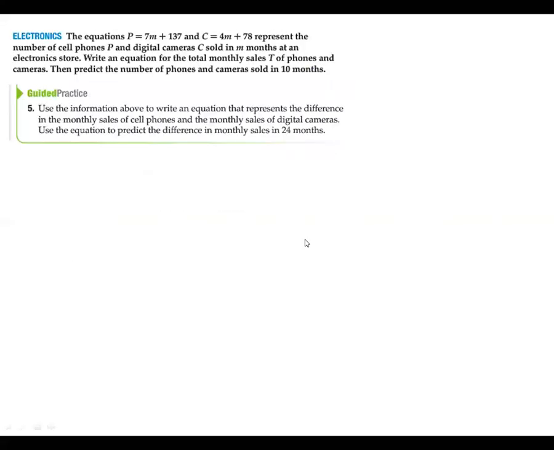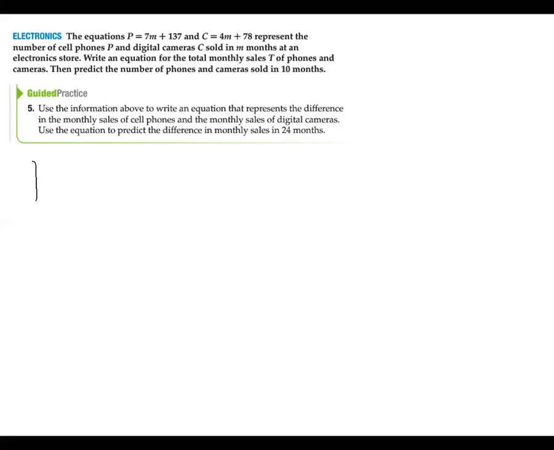All right, here's one for you to try. Go ahead and pause the video and hit play when you're ready. Okay, we're back. So use the information above, it's the same problem, to write an equation that represents the difference in monthly sales of cell phones and monthly sales of digital cameras. Use the equation to predict the difference in monthly sales in 24 months.